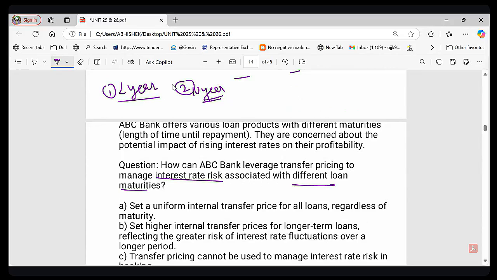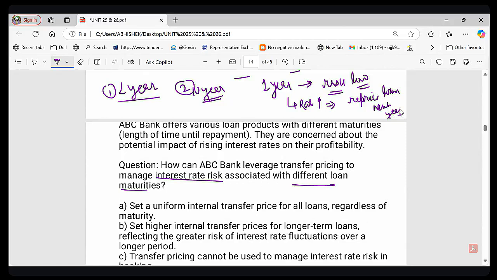Now think about the interest rate for 1 year loan. For this 1 year loan the risk is low. एक साल का जो लोन है उसके लिए रिस्क कम है. For this 1 year loan risk is low, right? And if the rate increase, you can reprice the loan next year. You can reprice the loan next year.